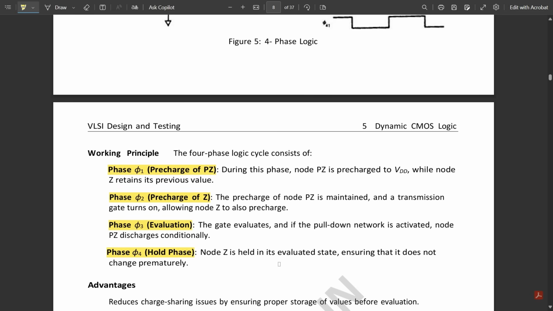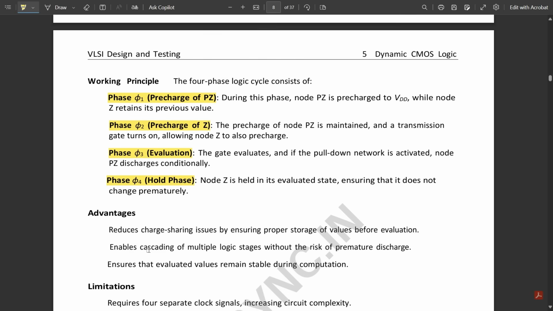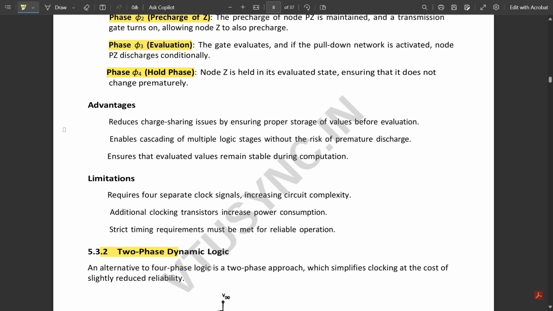The node z is held in its evaluated state, ensuring that it does not change prematurely. Okay, so these are the working principles of all the phases which I have done. So these are the advantages of four phase dynamic logic. It reduces charge sharing issues by ensuring proper storage of values. Then it enables cascading of multiple logic stages without a risk of premature discharge.